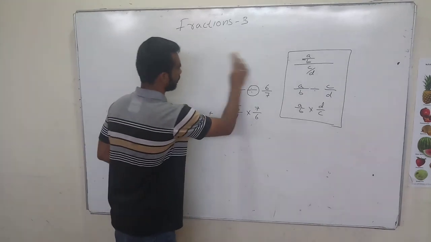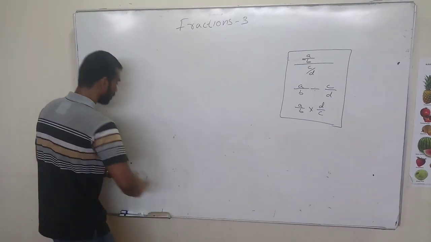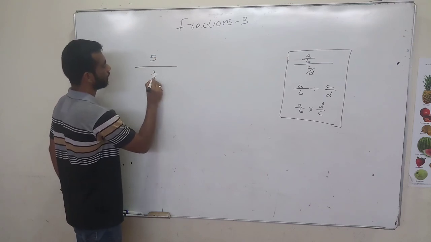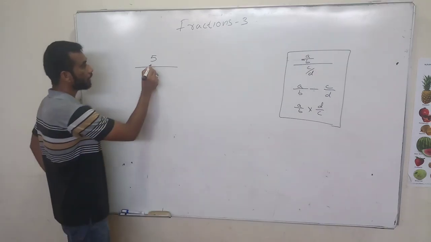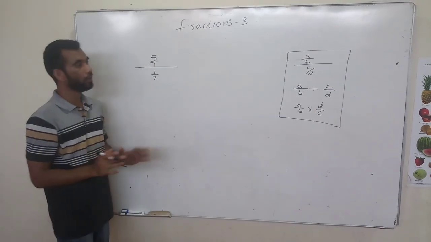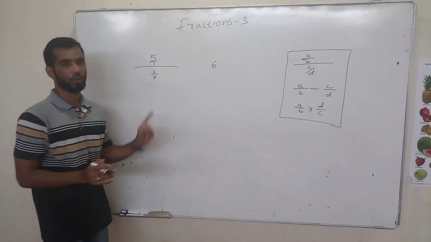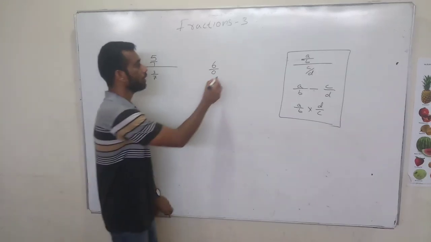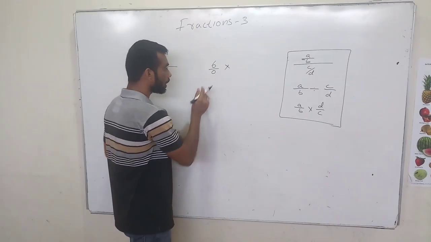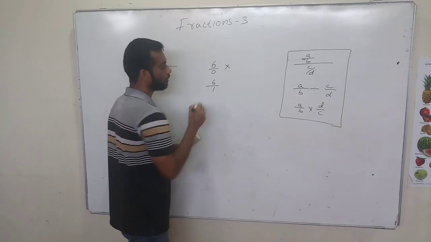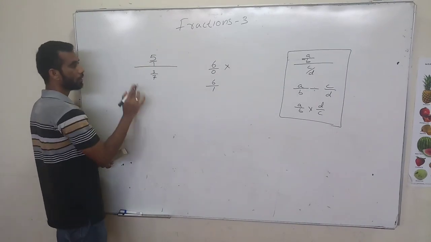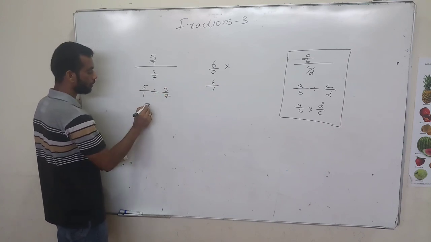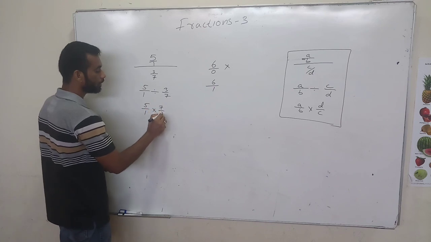Once again, 5 by 3 by 7. Here nothing means it will always be 1. Suppose a number has been given to you, 6, what will be the denominator? It will not be 0. If it is 0, the number is undefined. So it will be 6 by 1. Like that, 5 by 1, 3 by 7. So 5 by 1 divided by 3 by 7 will be 5 by 1 into 7 by 3.